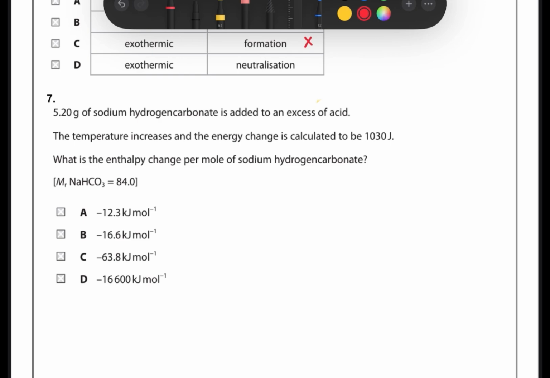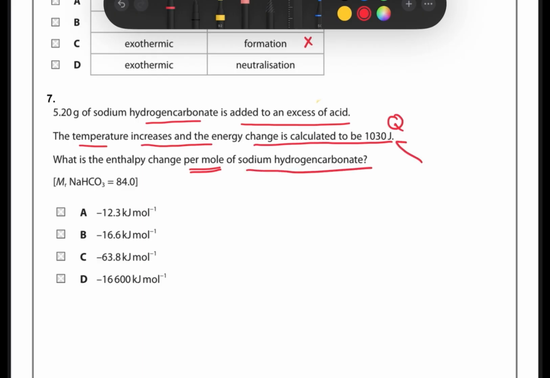It says 5.20 grams of sodium hydrogen carbonate is added to excess acid. The temperature increases and the energy change is calculated. So this is an exothermic reaction, and this is the Q value. What is the enthalpy change per mole of sodium hydrogen carbonate? The value that was given to you is in joules, and the answers are in kilojoules per mole, which means that we have to change the joules into kilojoules by dividing over 1000.